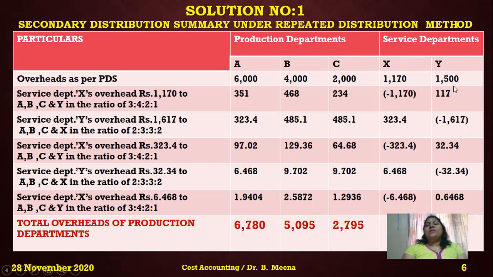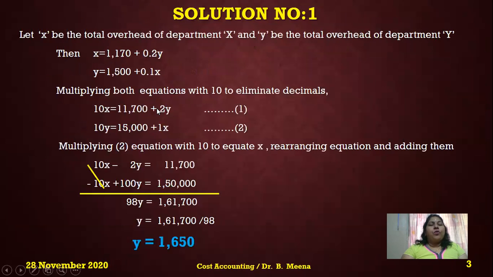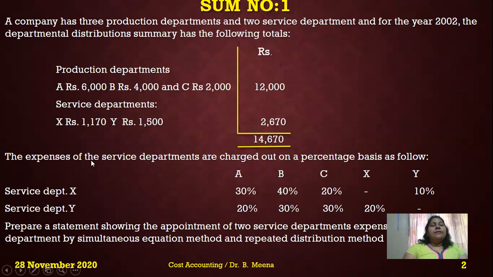And X is 1,170 and Y is 1,500 as per the problem. Then I'll take the service department X overhead 1,170 to A, B, C and Y in the ratio of 3 is to 4 is to 2 is to 1. How did I get this ratio? As per the problem, against the service department X, it is 3, 4, 2, 1.